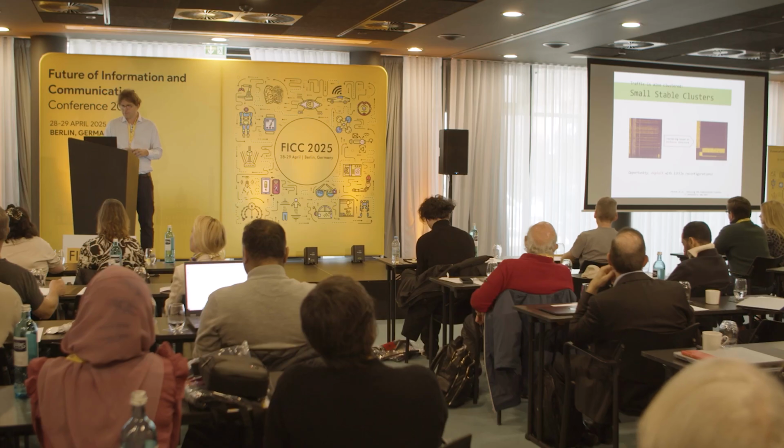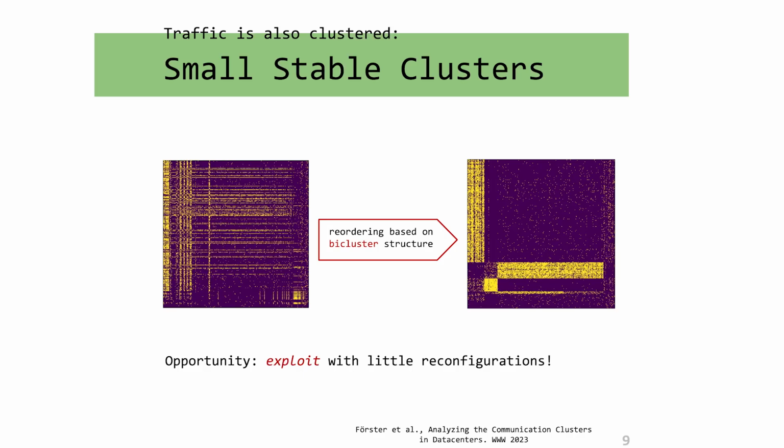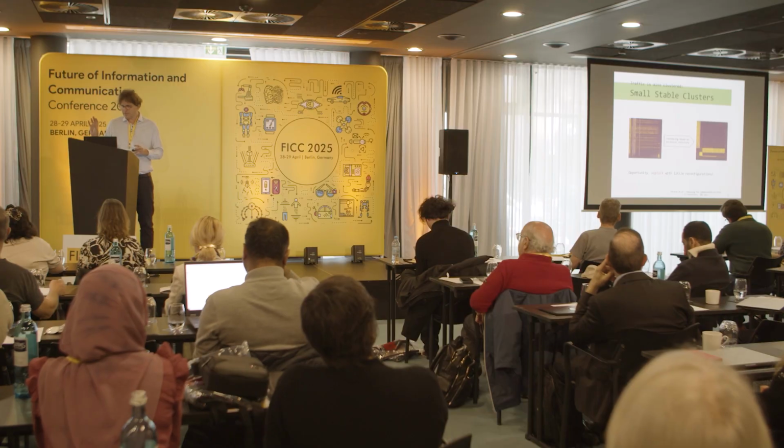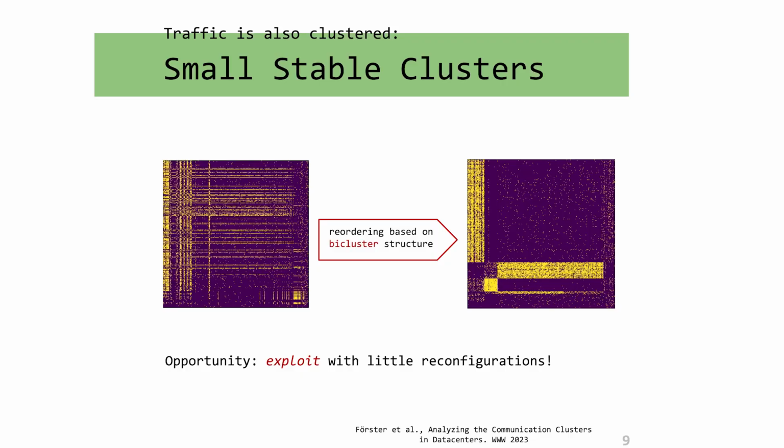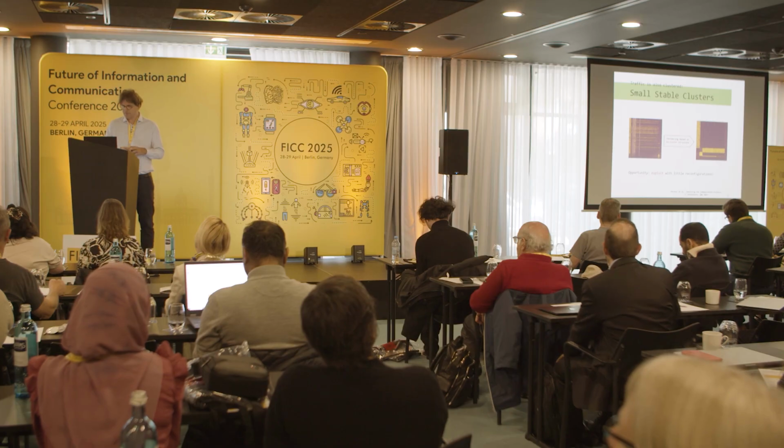And also, I'm not sure you are familiar with this, but if you have a heat map of the communication traffic, you can cluster it using bi-clustering algorithms. That allows you to see what kind of clusters exist in the data center. And also here we can see it's highly structured. We have a lot of small clusters, and the clusters don't evolve so much over time. So we really don't have random traffic, but much more structured traffic.